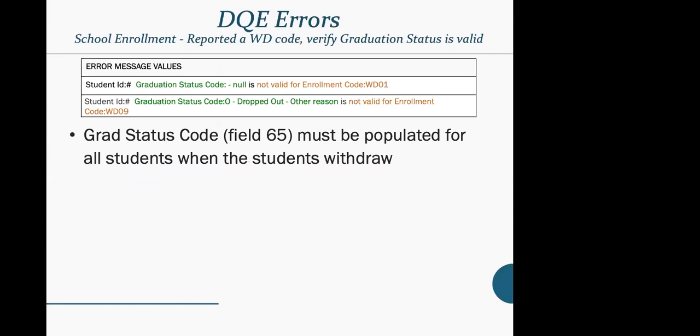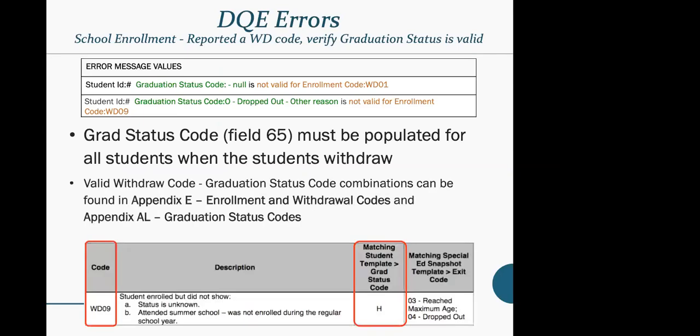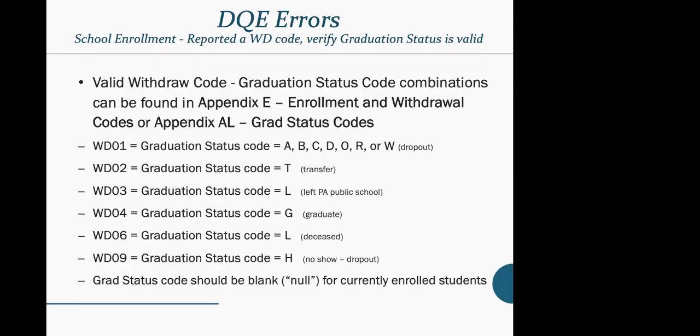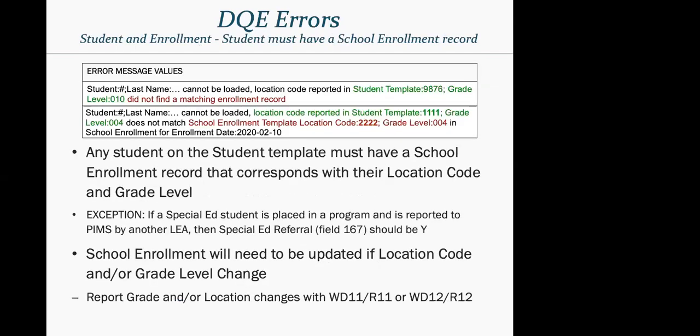Okay. The grad status must also match. So you can't say that they graduated in the enrollment, but that they did not graduate in the student. And here's an example of a WD09 code needing to match with an H code in the student. And we have the appendices, the E and AL, which are going to give us that information. All right, and there's just an example of what you would be shown, all the different WD codes and what they correspond to in the student file.